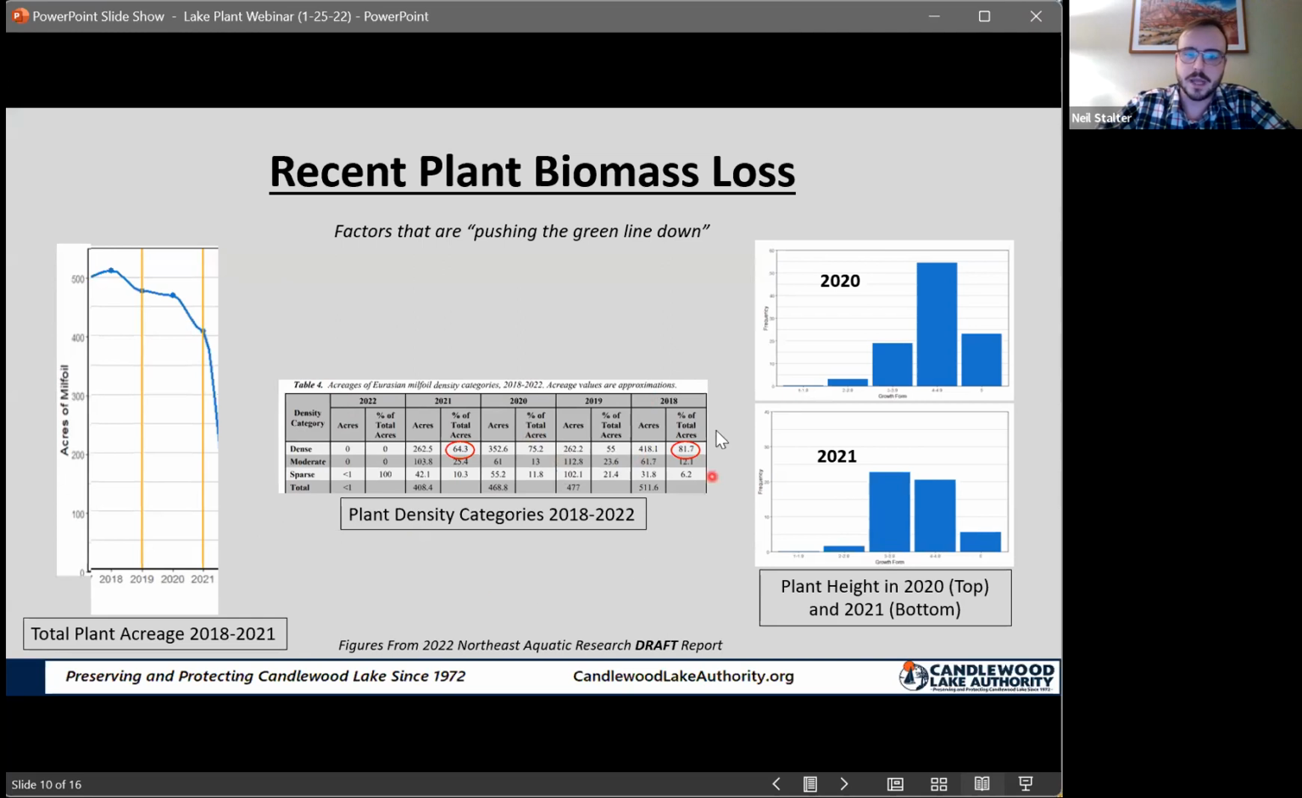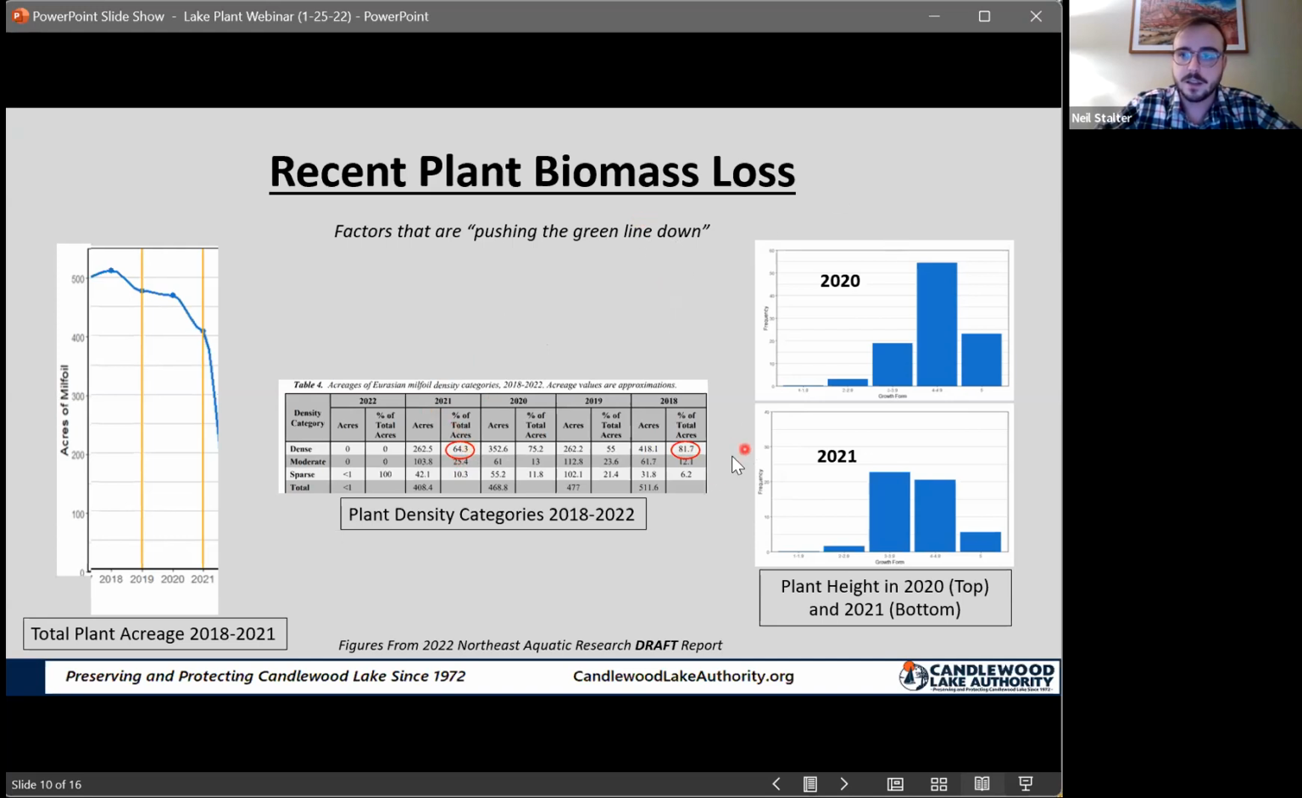This table here is our plant density categories. You can see there's dense, moderate, and sparse categories here. In 2018, I just wanted to highlight this: the percentage of total acres that were dense in 2018 was 81.7. And then this past year in 2022, it was 0 because there were no plants. But when we're looking at 2021, the percent of total acres that were dense went down from 81.7 to 64.3. And so you're losing biomass in a loss like that as well.